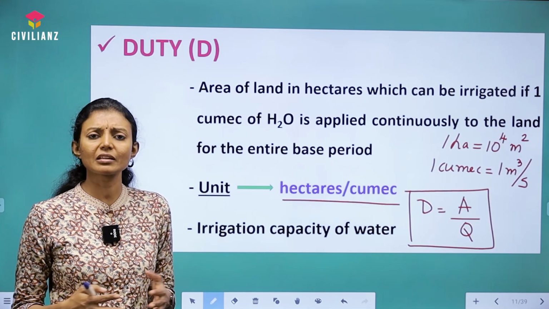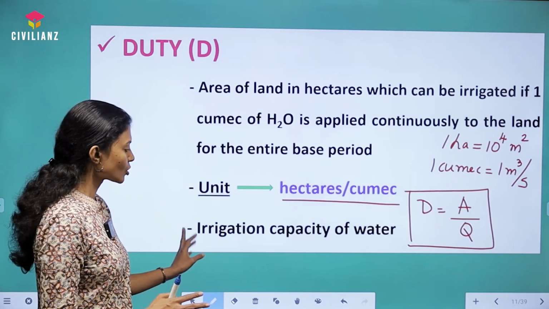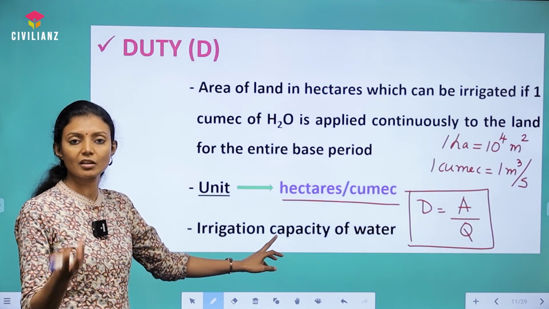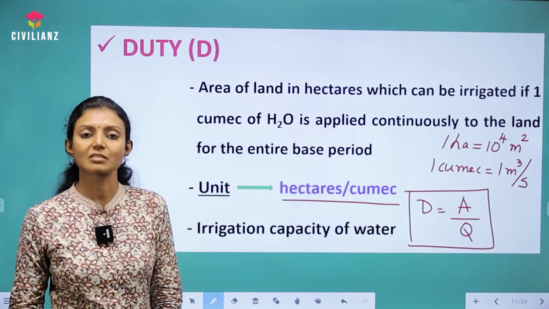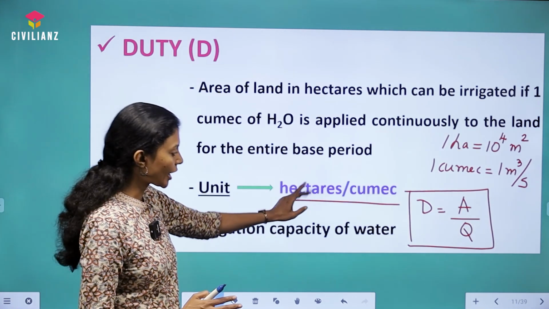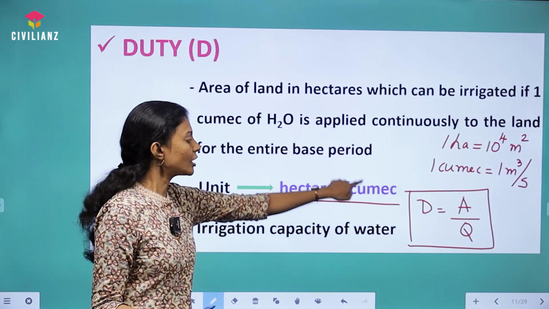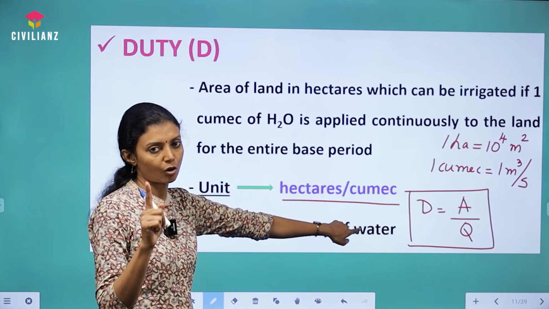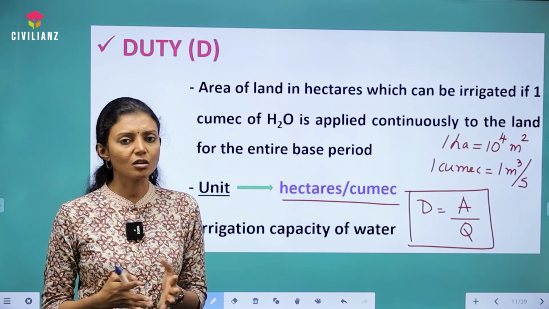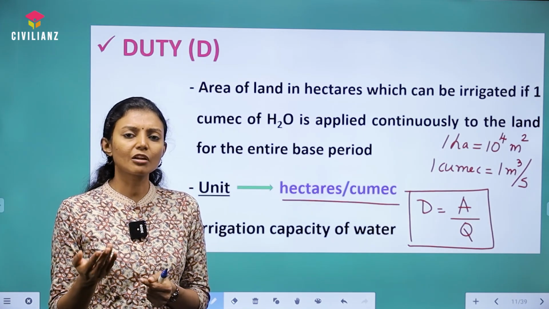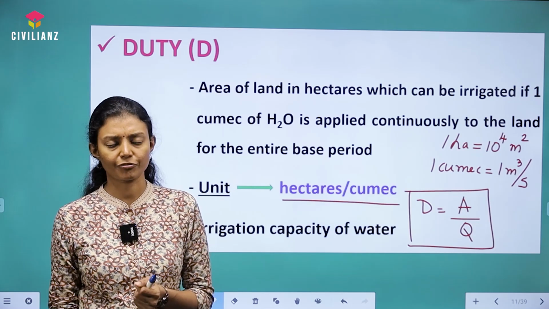Or you can say that it is the irrigation capacity of water which you have. So, that is also a previous question in various examinations. Irrigation capacity of water indicates dash, that is duty. The area of land in hectares which you can irrigate using 1 cubic of water. So, I want to ask you something. The duty will be highest for Rabi or Kharif? Can you say?